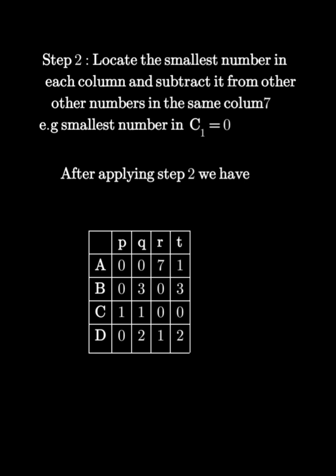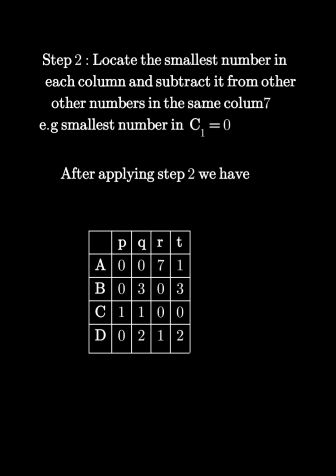So for example, column 1 is 0, so we are going to subtract 0 from everything, and you notice that everything is still the same. You go to the second column, you do the same thing. Go to the third column, you do the same thing, and finally the last column as well, you do the same thing. So the first step is you do the row operation. Thereafter, you do the column operation.